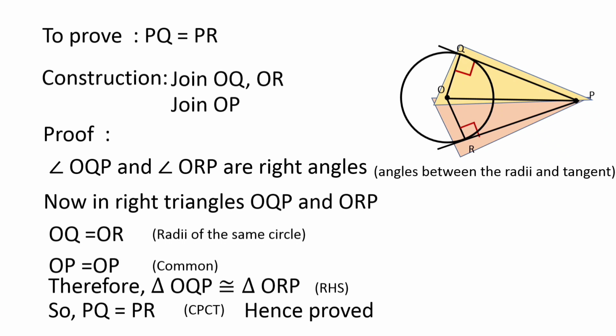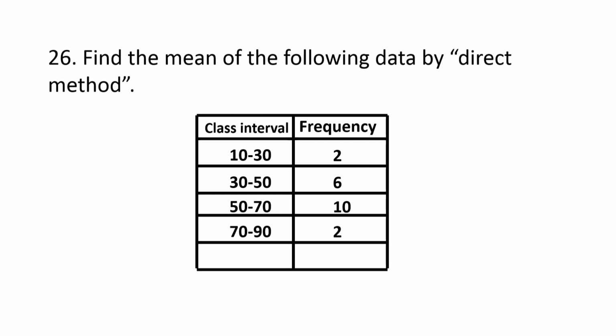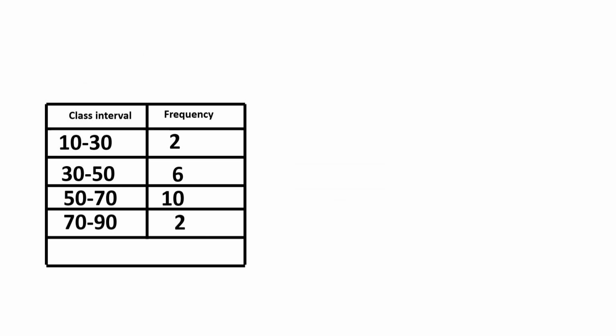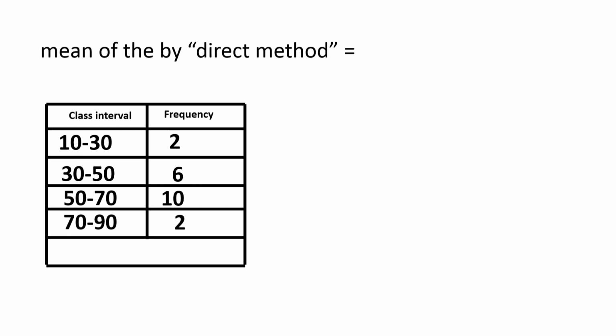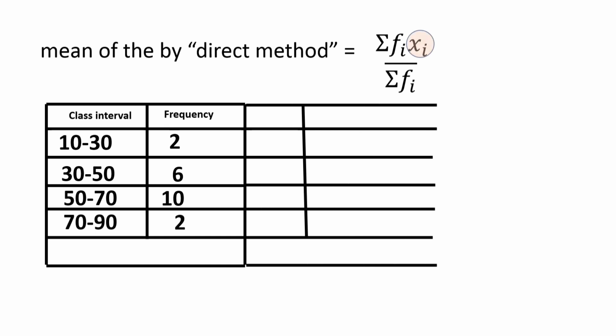The next question, that is the 26th: find the mean of the following data by direct method. We know that the formula to find the mean by direct method is summation of fi xi upon summation of fi. So now create a column for xi, that is the midpoint of the class interval. We can observe that 10 plus 30, that is 40, 40 by 2 is 20. 30 plus 50 by 2 is 40, 50 plus 70 by 2 is 60, 70 plus 90 by 2 is 80.